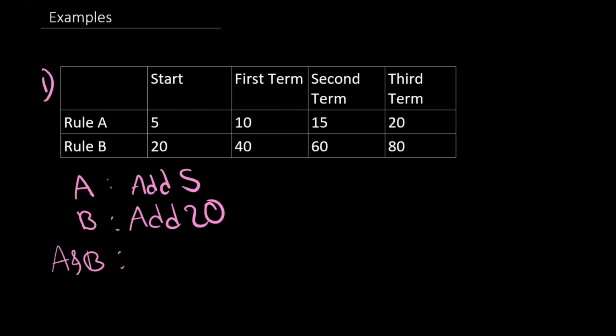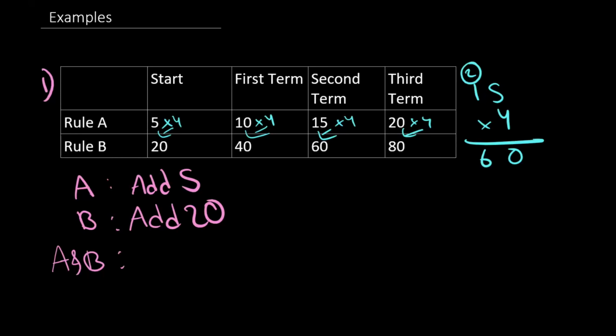So I know that 5 times 4 equals 20. So let's see if that's the same thing for every single number in this table. 10 times 4 is 40. And then 15 times 4 is 60. Let's check. So 4 times 5 is 20. 4 times 1 is 4 plus 2 is 6. So 60 is the answer. And then 20 times 4 is 80. So we can clearly say that the rule for A and B would be A times 4.